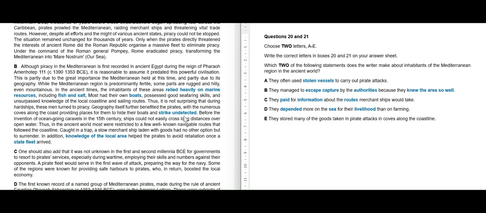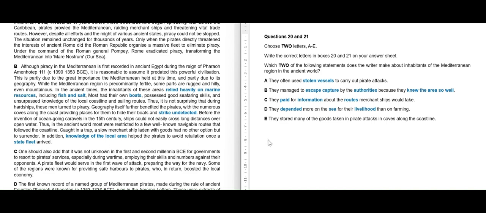The last line talks about their knowledge of the local area, which matches with another key question phrase, new area so well. And state fleet is synonymous to authorities, since state also means government. Hence, option B can be one of the answers.